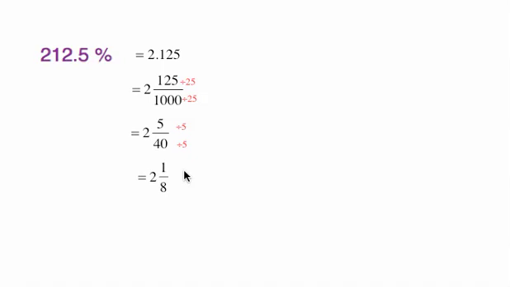There's another way of doing it. I'm not a big fan of this way, but I'm going to show it to you because it's out there. Whenever you have a percent, just write it over 100 and remove the percent symbol. So I'm going to write 212.5 over 100. Now to get rid of the decimal point, I'm going to multiply the top and bottom by 10.